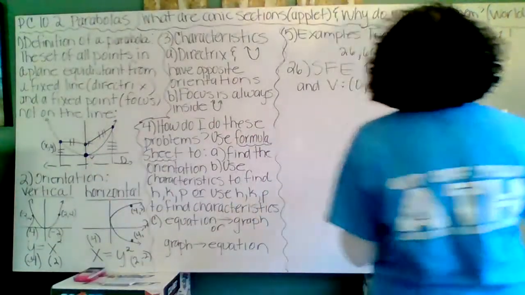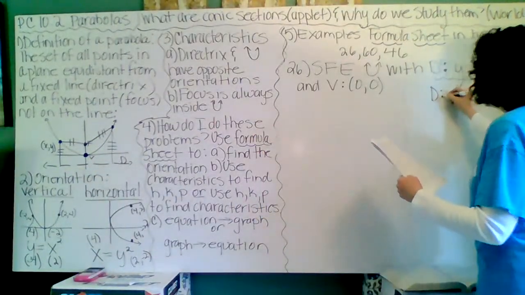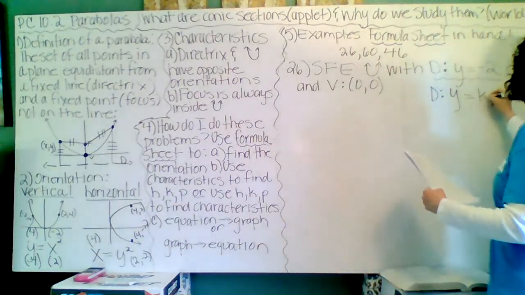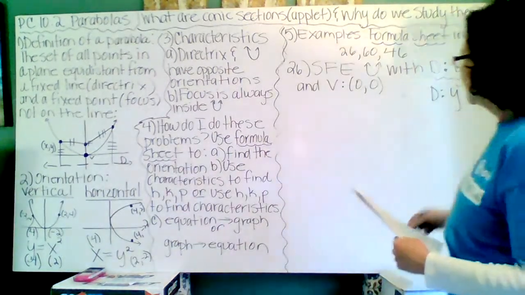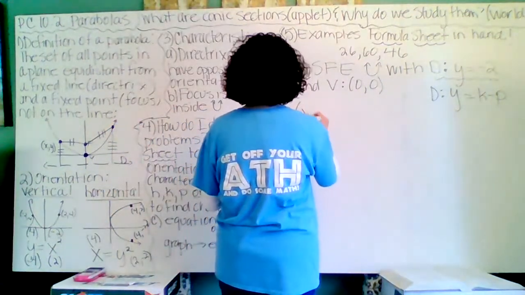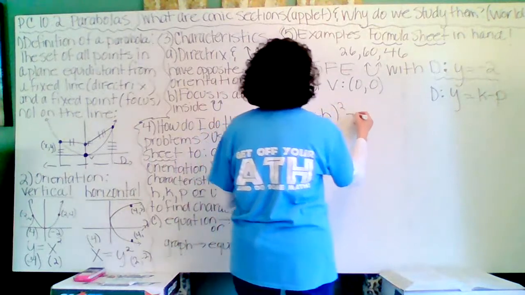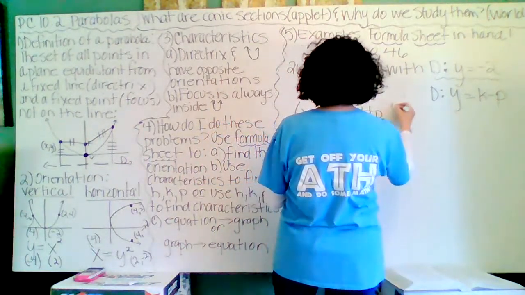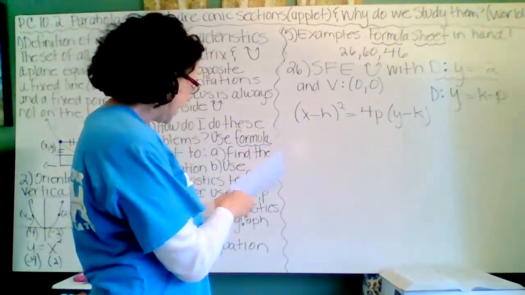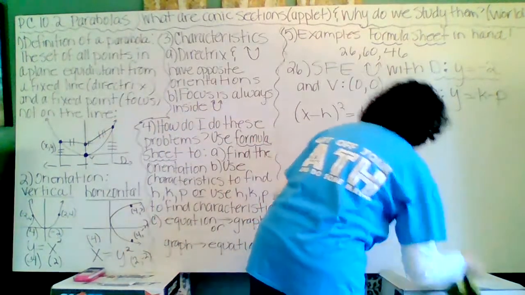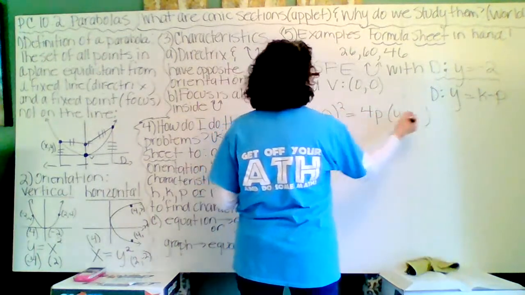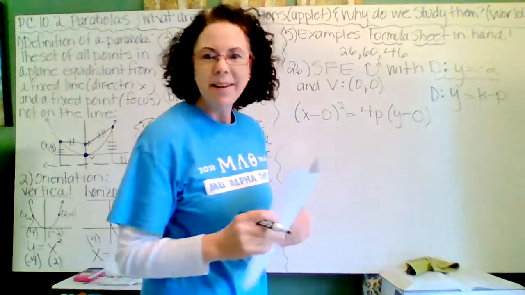Right under the directrix here, I am going to write the formula for it that is on my sheet because I am sure I will need that later. Okay, so again, vertical orientation. So I'm going to write that formula. If I fill in the h, the k, and the p, then I will have written my equation. Again, the vertex is 0, 0. And if I just had the p, I would be all set.